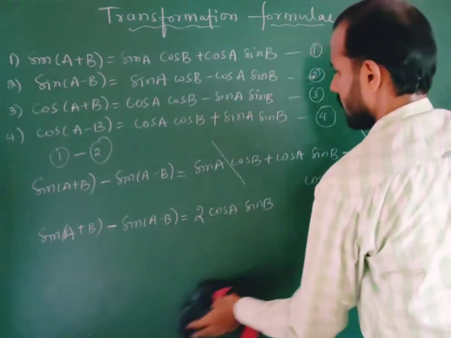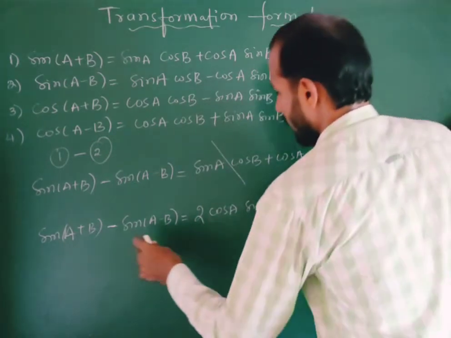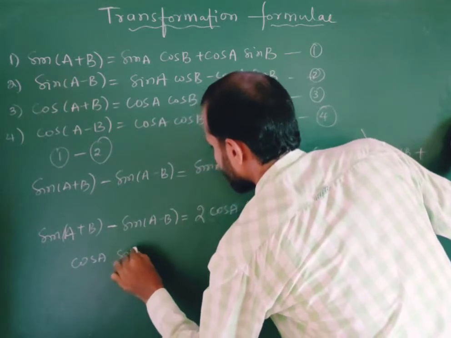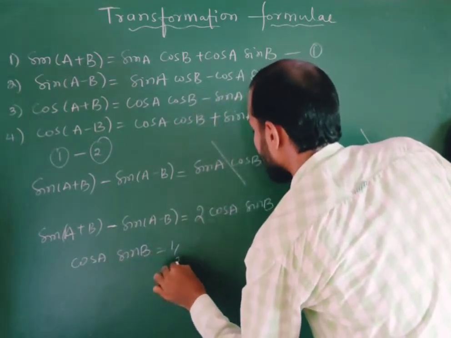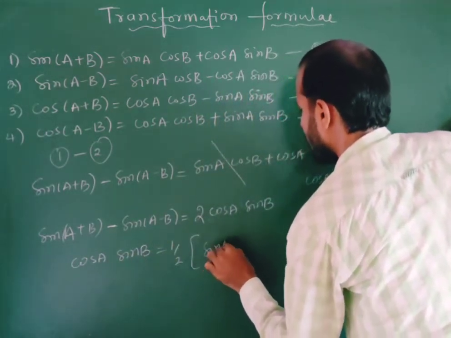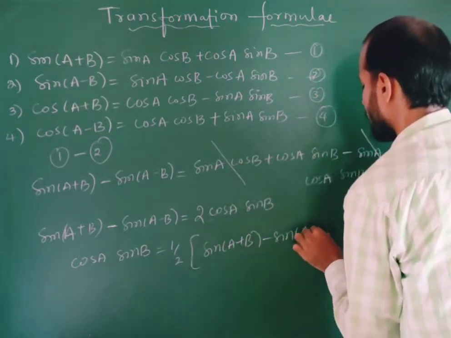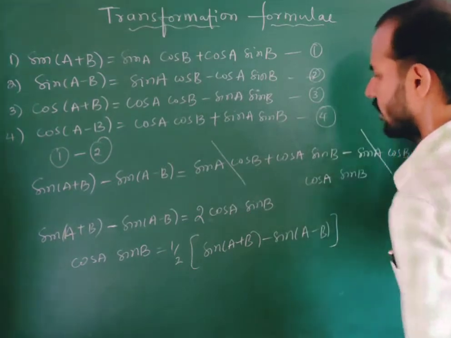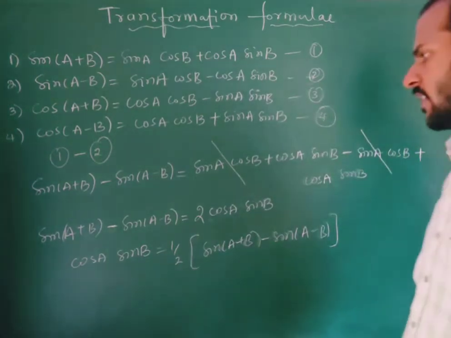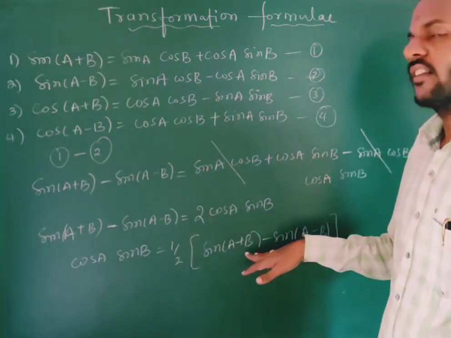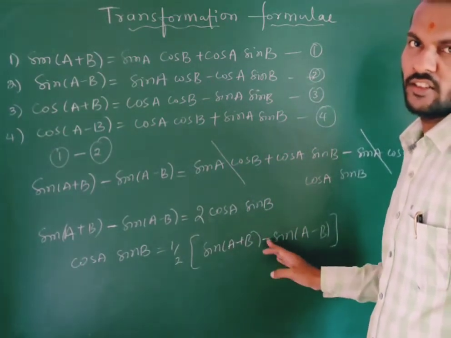Yes. Again, taking 2 to the LHS, what we get? cos A sin B, which is equal to 1 by 2 [sin(A plus B) minus sin(A minus B)], is the required answer. That is the product of two trigonometric functions converted into the difference of two trigonometric functions.